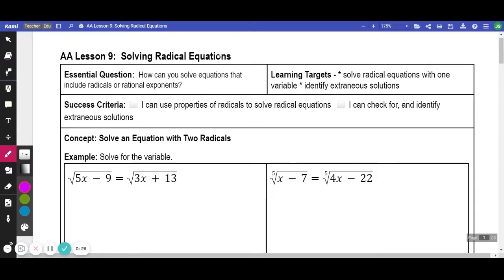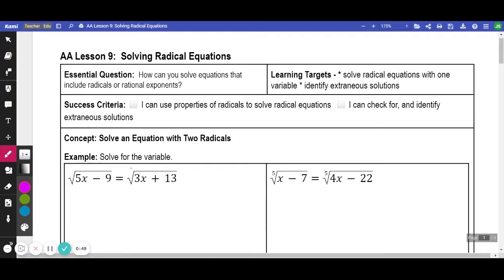In lesson 8, we were working with those fraction exponents, the rational exponents, and converting them into radicals. And we've had these kinds of problems come up a couple of times, and I told you that I would show you how to do them later. Here it is. Here's later. So success criteria: I can use properties of radicals to solve radical equations.